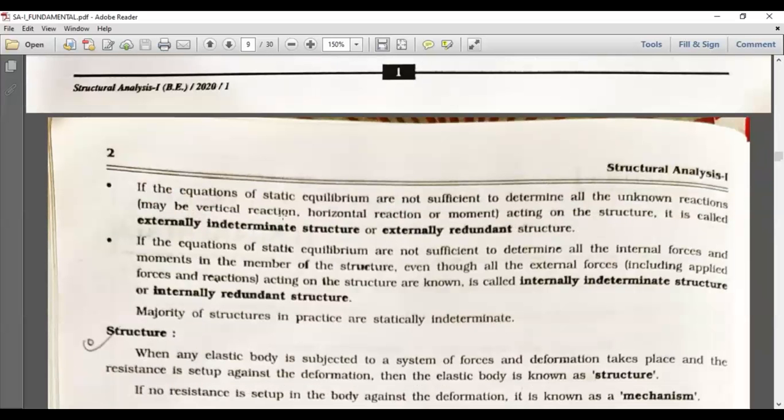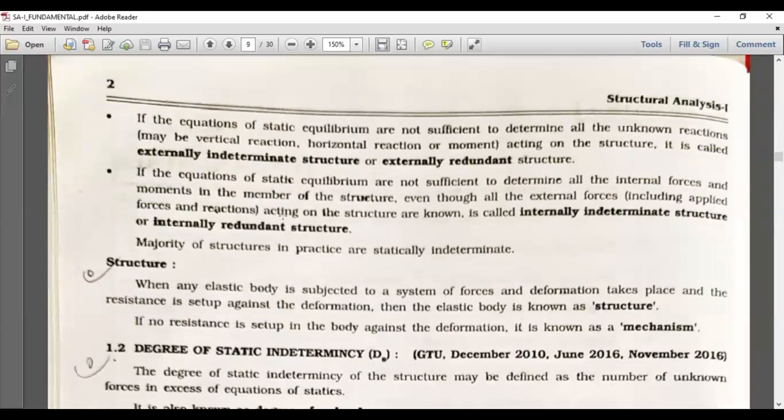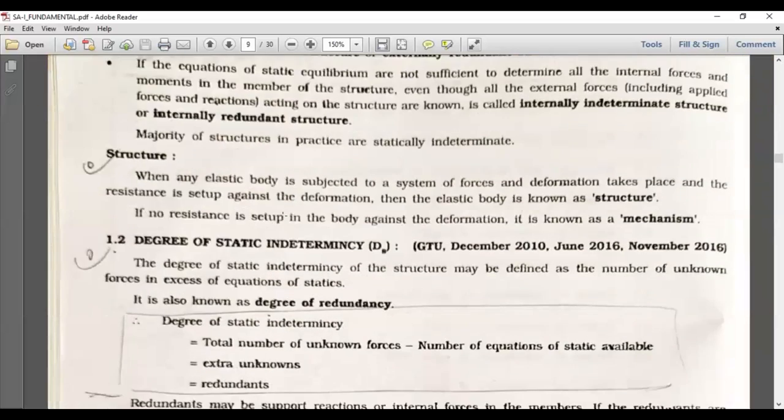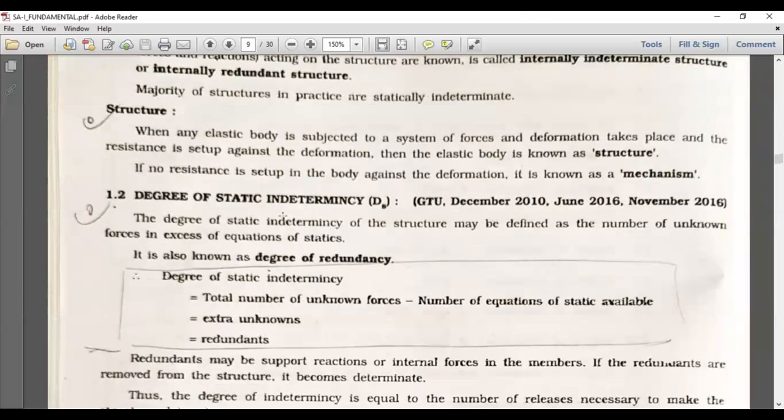There are two types of indeterminate or determinate structure: externally indeterminate structure or internally indeterminate structure. The structure for which we are not able to find the inside forces but can find the outside ones is internally indeterminate structure, and vice versa, externally indeterminate structure.